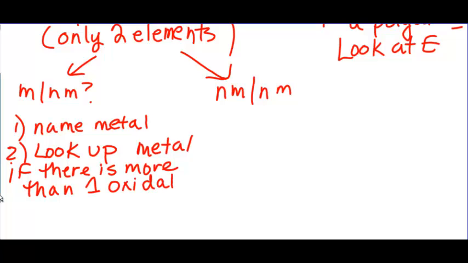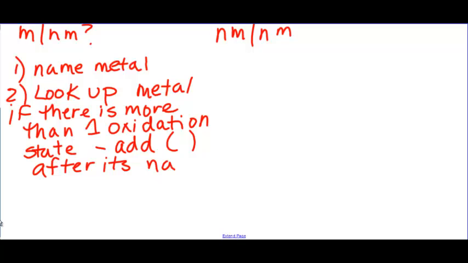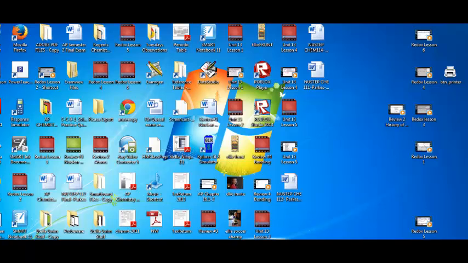I'll show you. For those people that don't know what's going on and what you look at, you look up your metal. If there's more than 1 oxidation state, you add parentheses after its name. If not, you just skip this step, right? You don't need them. Okay, so if we go to the periodic table here, and I think I have one. I have so many papers floating around, boxes of tests.